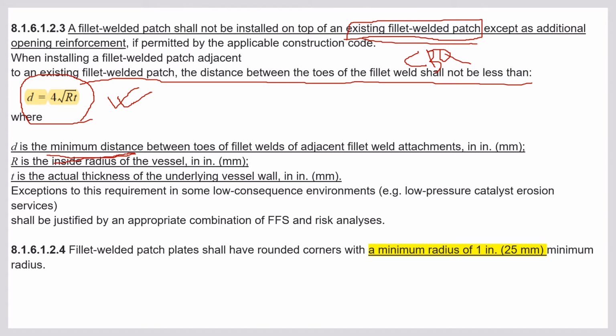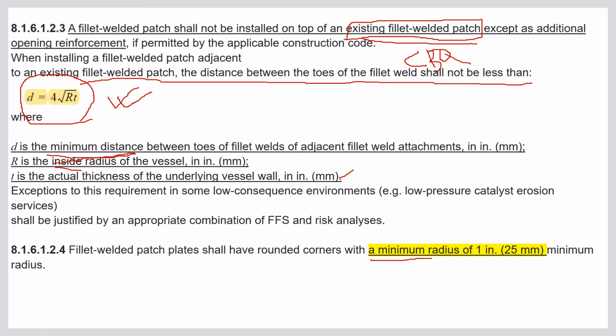What is R? R is the inside radius of the vessel in mm, and T is the actual thickness of the underlying vessel wall in mm. So you will get a 100% question on this one, either open book or closed book.